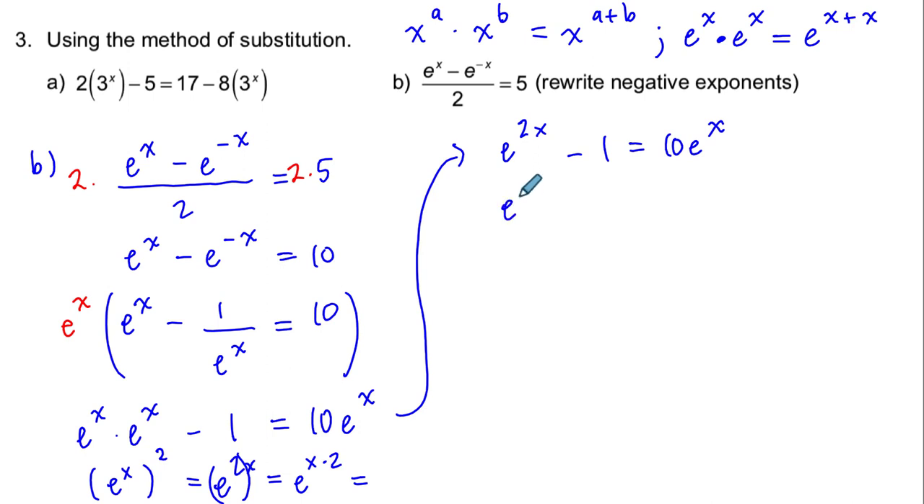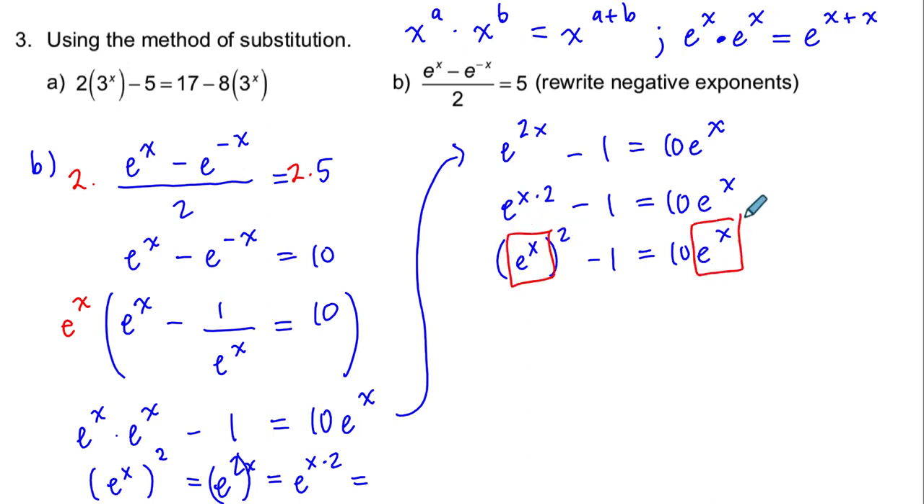So I could rewrite this as e to the x2 minus 1 equals 10 e to the x, and then I can rewrite this as e to the x in brackets squared. So from seeing all of this exponent law gymnastics, we finally see a common term or a common factor, just like we did with 3 to the x in part A. So I'm going to let a equal e to the x, and then temporarily see what happens by substituting the a in. I get a squared minus 1 equals 10a.